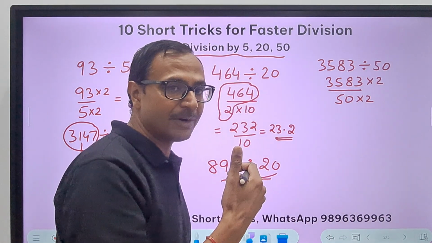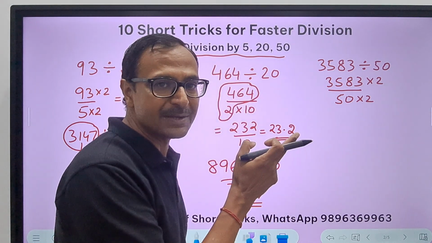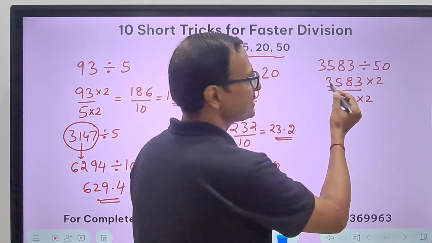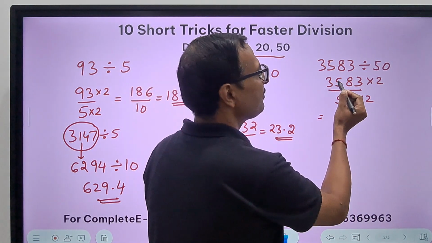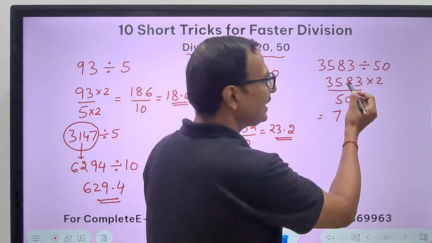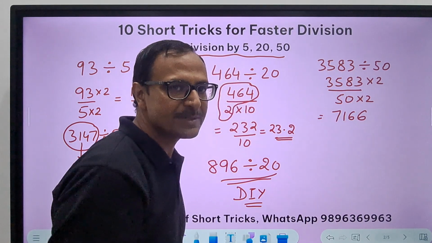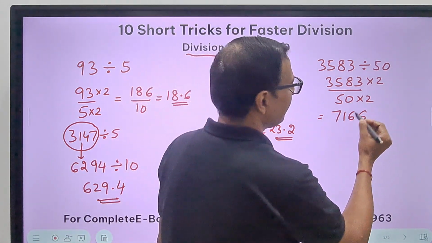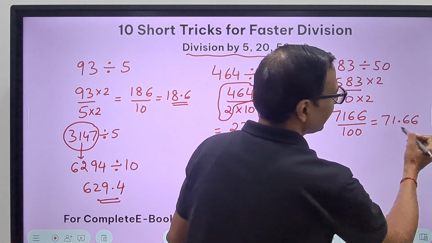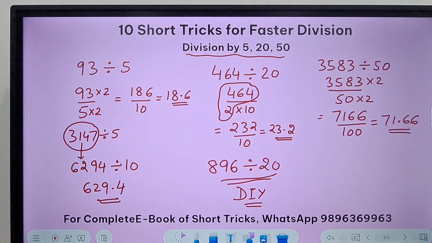So you have to be very good in doubling of numbers. Just like halving worked for us when we divided numbers by 2, 4 and 8. Now doubling is helping us. And that is why I was stressing so much on doubling and halving of numbers. So what is the double here? See, 3500 is 7000, right? 83 is 166. So 166. See, how do you double the numbers in the mind? And then divide by 100, which gives us 71.66. I don't think division by 100 should be a problem, right? So 71.66 is the quotient.